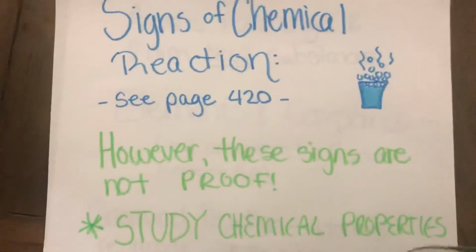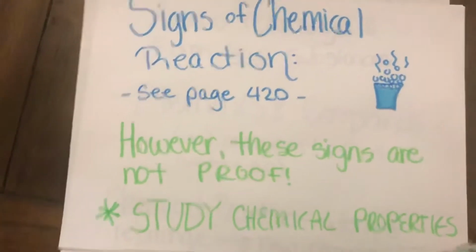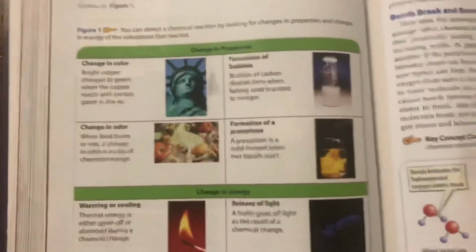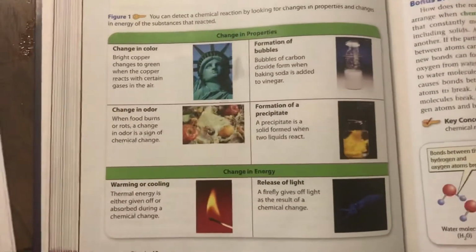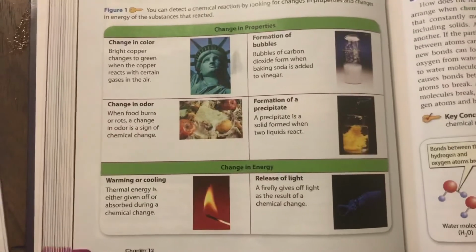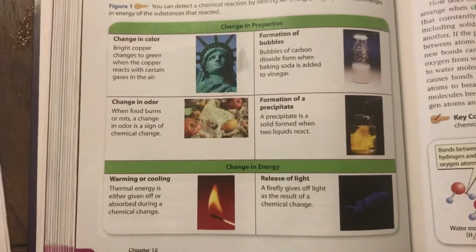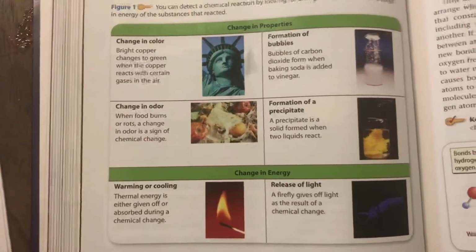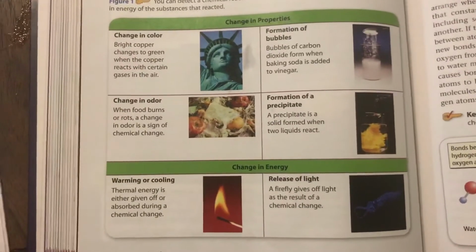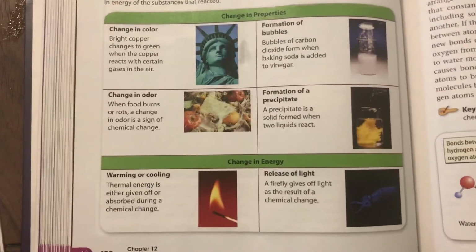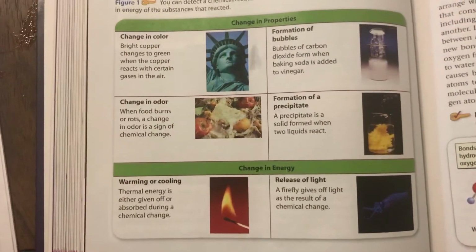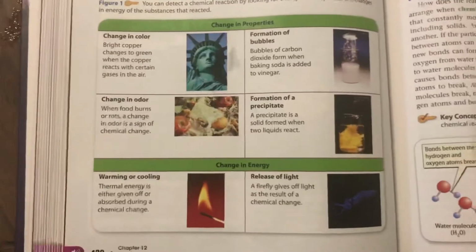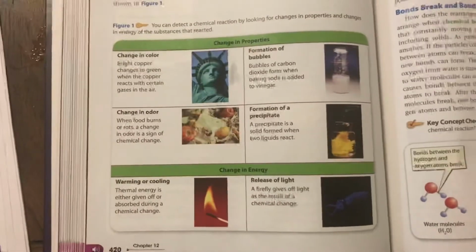All right. So what are signs of a chemical reaction? Well, for that, we're actually going to go to your book really quickly. So we've seen these before. There are many different signs that indicate that a chemical reaction has taken place. So there can be changes in property, like a change in color, a change in odor, formation of bubbles, formation of a precipitate, or there can be a change in energy, warming or cooling, a release of light. And you can look at all of these in detail at your own convenience when you do your reading.